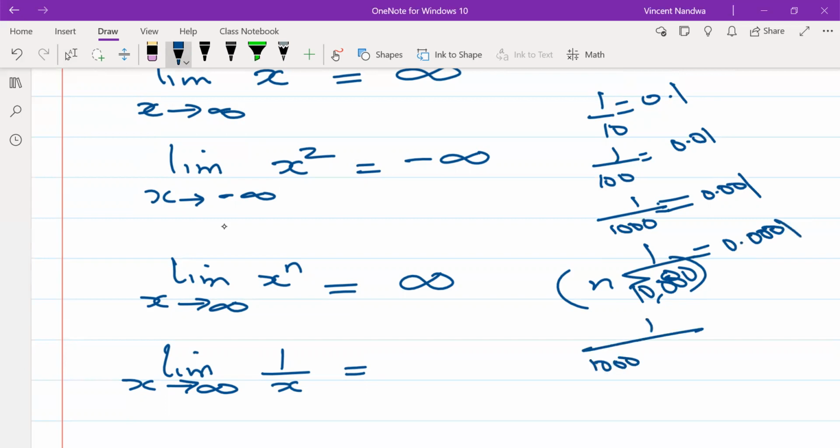Because remember, x approaching infinity means that the value of x is increasing. So we want to see the trend on what kind of result we get as we increase the value of x. What can you say? As you make that x larger, the value of the fraction becomes? That's true. The value of the fraction becomes small, okay?